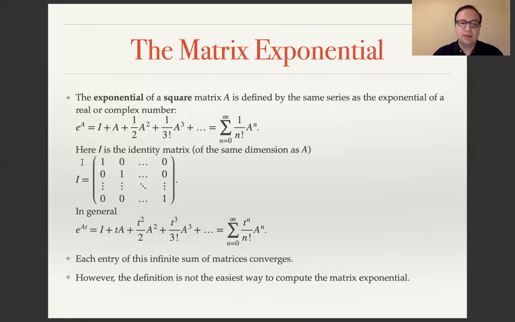So for each size of a square matrix, there exists one identity matrix of that size. So there exists a 2x2 identity matrix, a 3x3 identity matrix, etc. And I here is the one that has the same dimension as A.